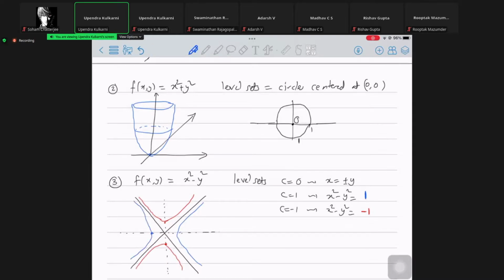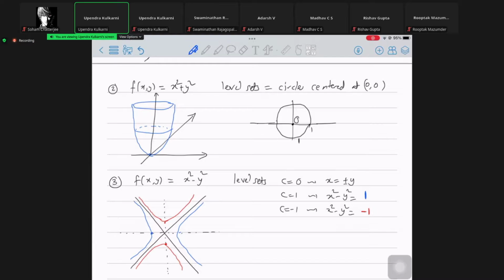Okay, what happens if I change the values? If I change the value to more than one, what will happen to these level sets? They will just move away from the origin. They'll just move further and further away from the origin. Okay, so now this is kind of interesting, in that, how do we visualize this in 3 dimensions?